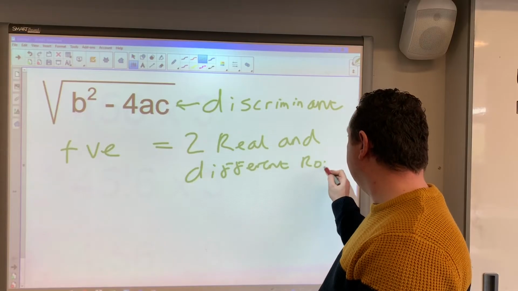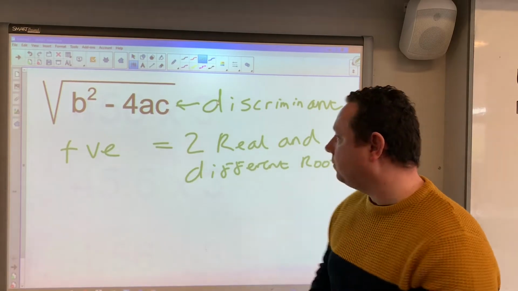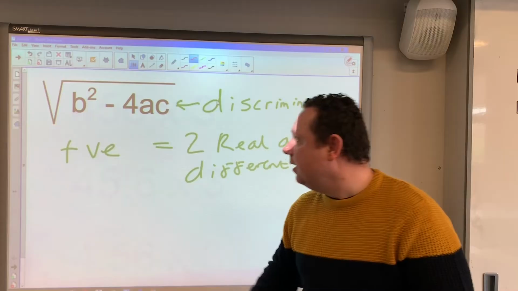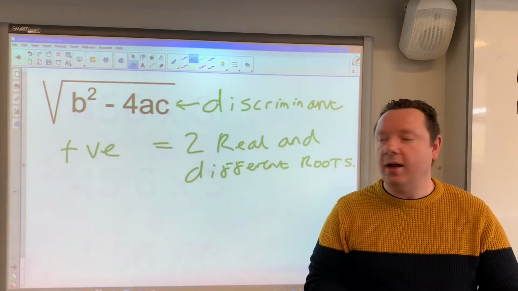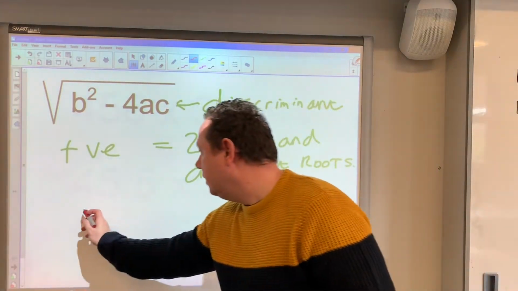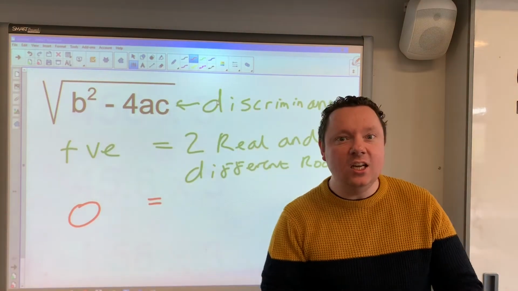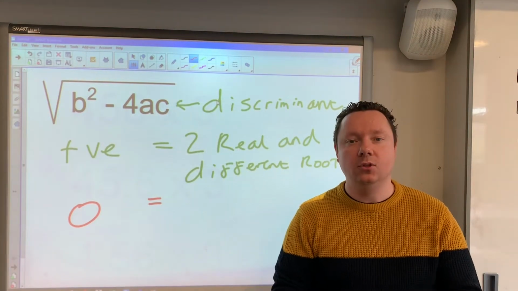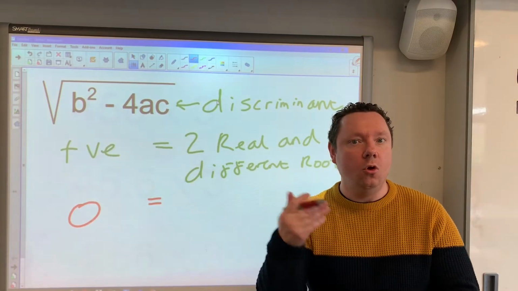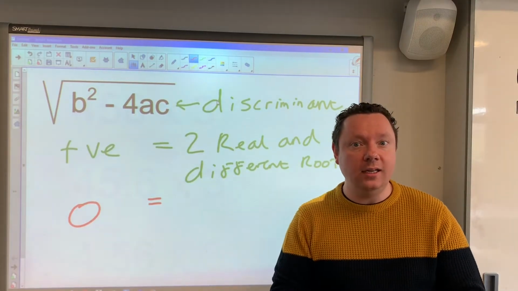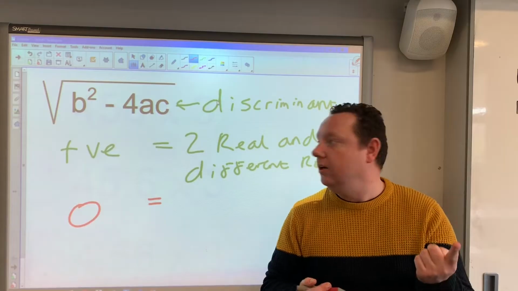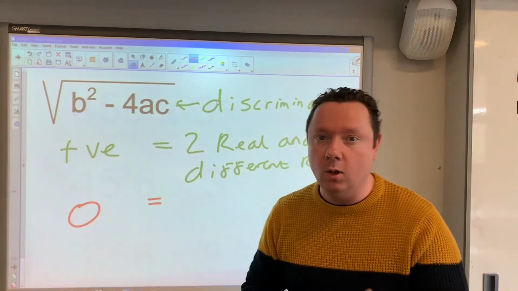So that's the first possibility, if it's positive. If, on the other hand, it is 0, so the middle option, well, if you square root 0, you get 0 as well. So the square root of nothing is nothing. There's no positive answer and a negative answer. There's just one answer, which is 0. That means I'm only going to get really one root.